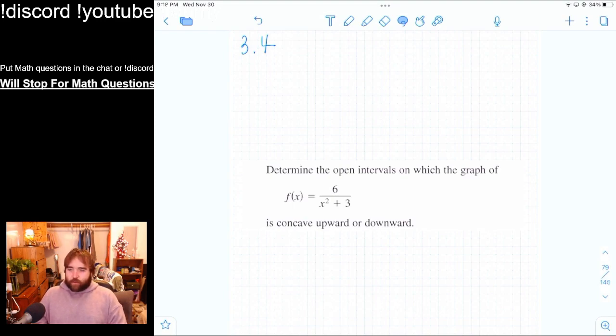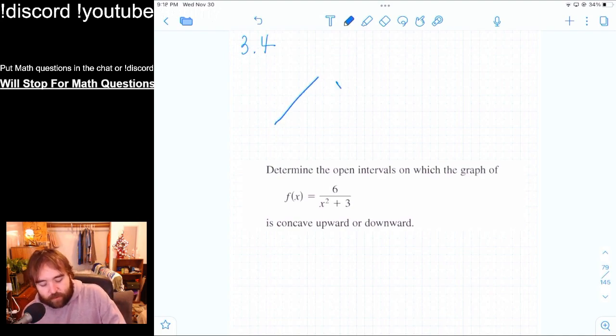So now we're getting into Calc section 3.4. This is about concavity, which is about the second derivative. Really everything we're going to do is very similar to what we've done with the first derivative. We're just going to do it with the second derivative. But now, instead of finding if it's going to be increasing or decreasing, we're going to be finding if it's concave up or concave down.